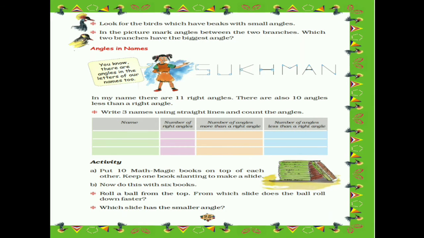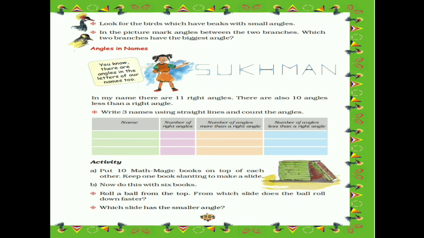Now let's see the activity that is given ahead. First I will read the question. Put 10 mathematics books on top of each other. Keep one book slanting to make a slide. What you have to do? You have to take 10 magic books, or you can use any other 10 books, right? Then you have to keep them like this, as shown in the picture. Keep them on each other and take one book and make a slide like this.